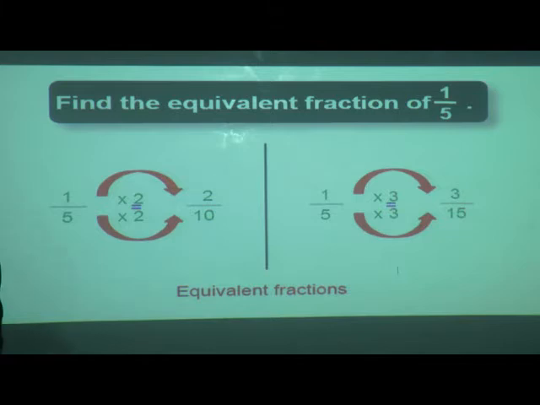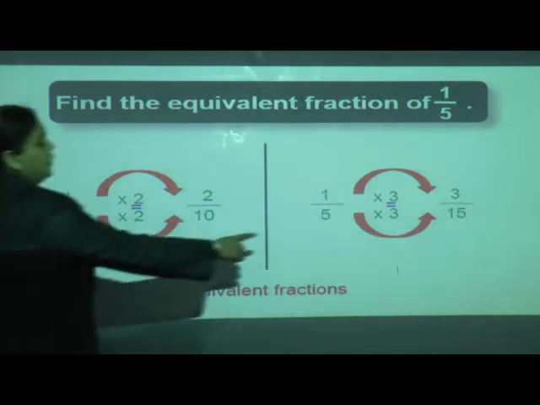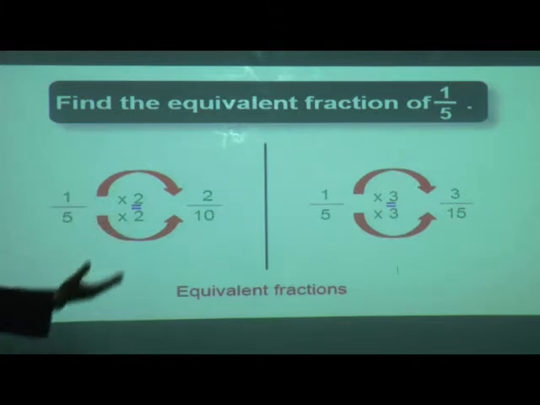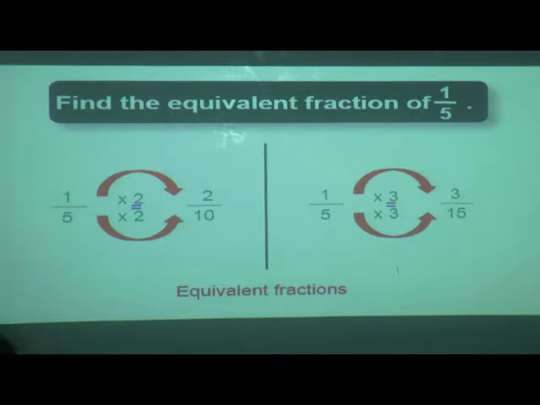Equivalent fractions means all the fractions we get will be equal to the given fraction. That is known as an equivalent fraction. So here we started with a multiplication of 2, then we can go for the multiplication of 3. In this way, if you want more equivalent fractions, then you can multiply by 4, you can multiply by 5. So here, 1 upon 5: first we started with multiplication by 2 in the denominator, and the same number you have to multiply in the numerator.